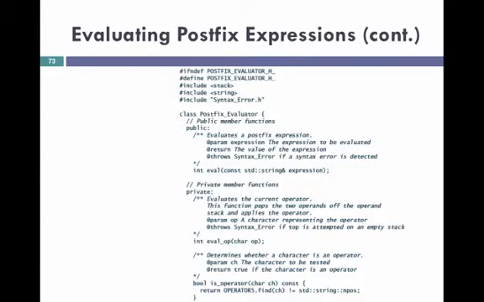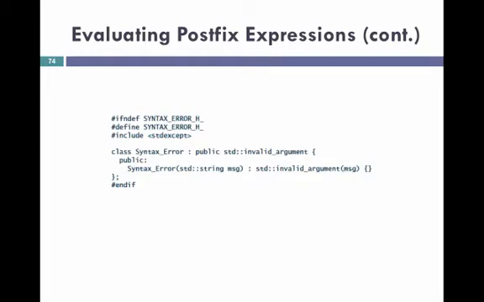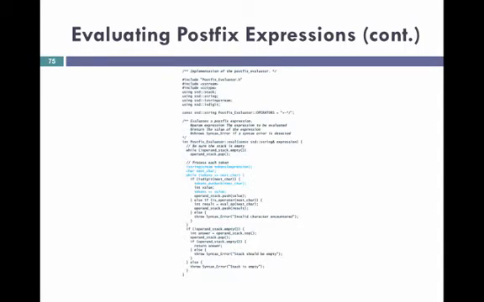Here's some C++ for a postfix evaluator class. It has some public functions, the eval function, and then the private functions eval op and is operator. We have a syntax error class that inherits from invalid argument. And here's its constructor. Here's the implementation of our postfix evaluator function. And here's our eval method. You should look these class implementations over carefully in your book.